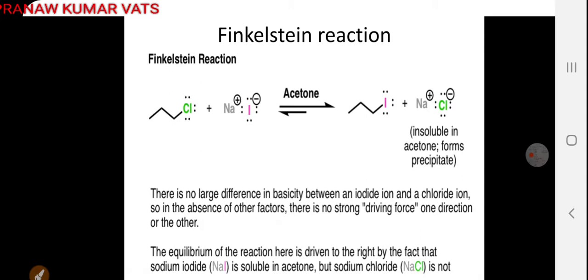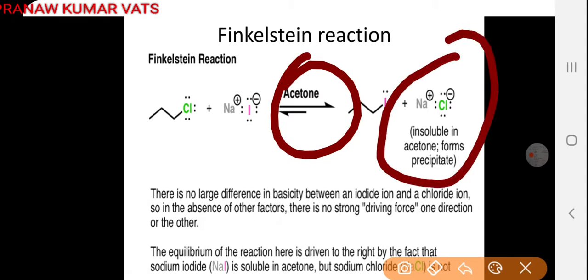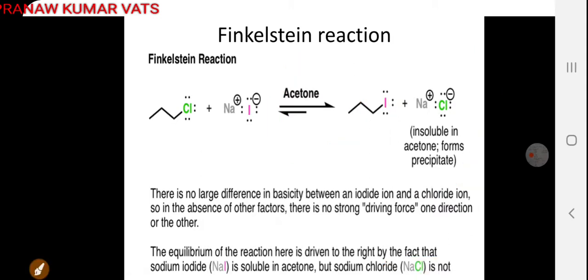Now the question arises, why is the rate of forward reaction more? This reaction is carried out in the presence of the solvent acetone, and in acetone NaCl is insoluble. When it is insoluble, it will not dissociate into Na plus and Cl minus, and so Cl minus will not behave as a nucleophile, will not attack, and so there will be no backward reaction.